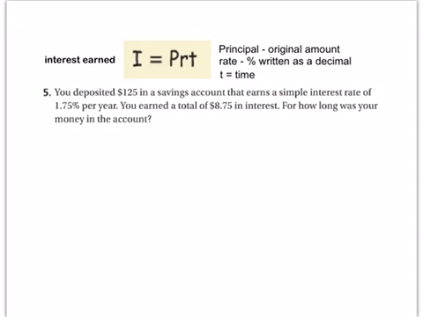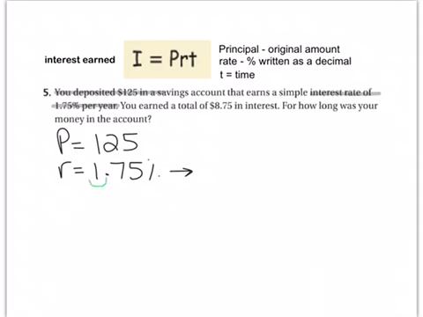All right, guys, last problem. It's another interest, principal, rate, and time question, but now we have different information. So just like on the last one, I'm going to write a little information box. You deposit $125 in savings. That's what I'm starting with. That's my principal. Into an account that earns a simple interest rate of 1.75% per year. So my rate is 1.75%, but switching that to a decimal, remember I got to shift this decimal 2 places to the left. It's going to be 0.0175.